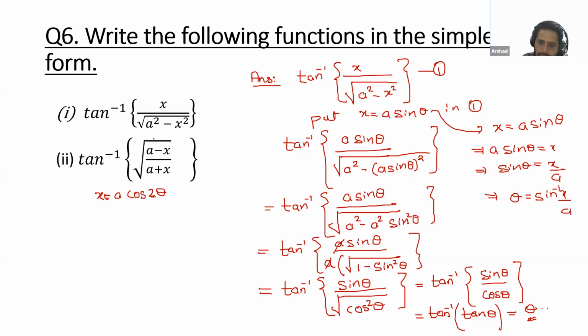So in place of this theta, we will finally write sine inverse x by a. Sorry, I missed this in the last question. Now the same thing you need to apply here in the second one. So please tell me the answer in terms of x, a, and cos inverse.